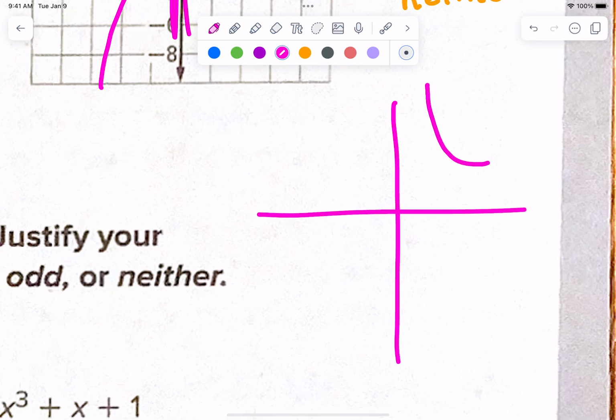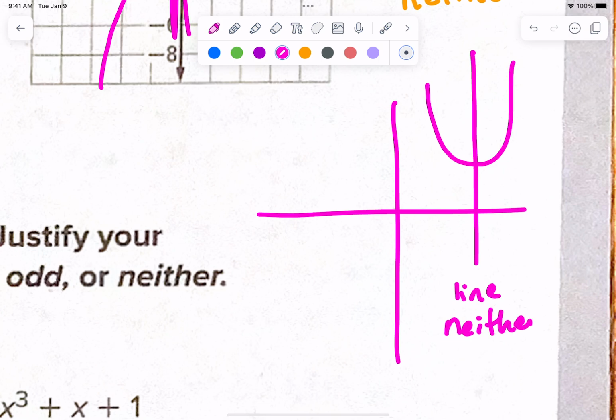Okay, let's say my parabola is over here. Does he have line symmetry? Yep, but the line he's symmetric about is not the y-axis, so he's not an even function. He is just line symmetry, and he is neither. Wait, to be even, doesn't it have to be the y-axis that he's flipped over? Right. So this guy is neither even nor odd.